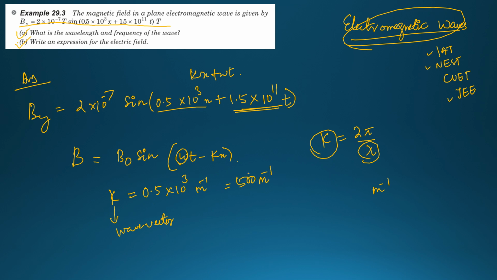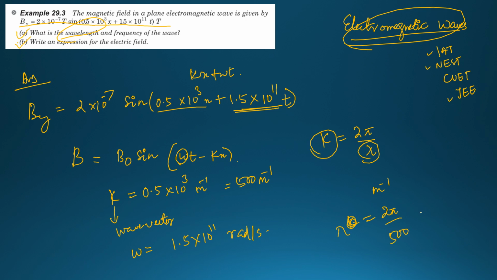Try to do it as fast as possible, otherwise there is no point. Omega is 1.5 into 10 to the power 11, and the unit of omega is radian per second, as we know. Now, what is the question? What is the wavelength? You can find wavelength from here. k is equal to 2 pi by lambda, so lambda is equal to 2 pi by k. k is your 500 meter inverse.